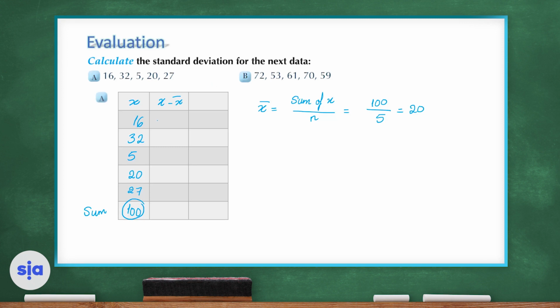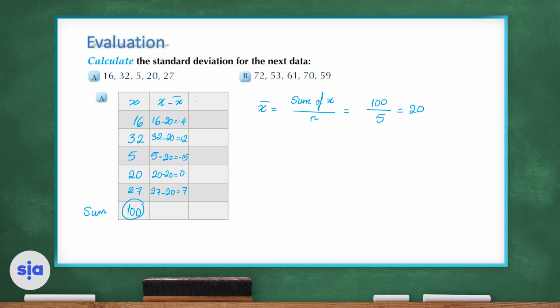So in this one, you're going to make 16 minus 20, which is negative 4, 32 minus 20, which is 12, 5 minus 20 is negative 15, 20 minus 20 is 0, and 27 minus 20 is 7.